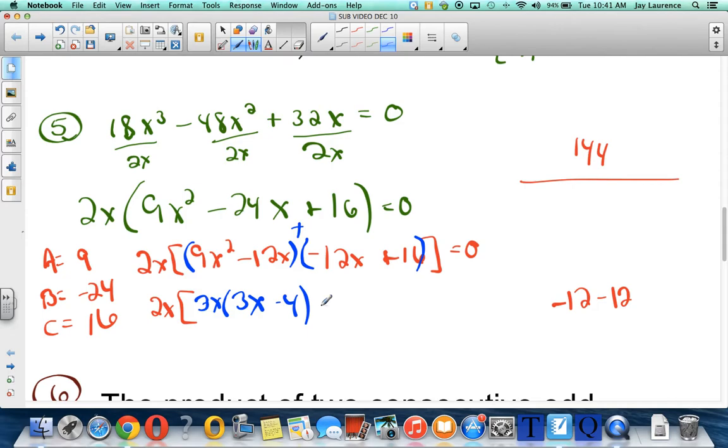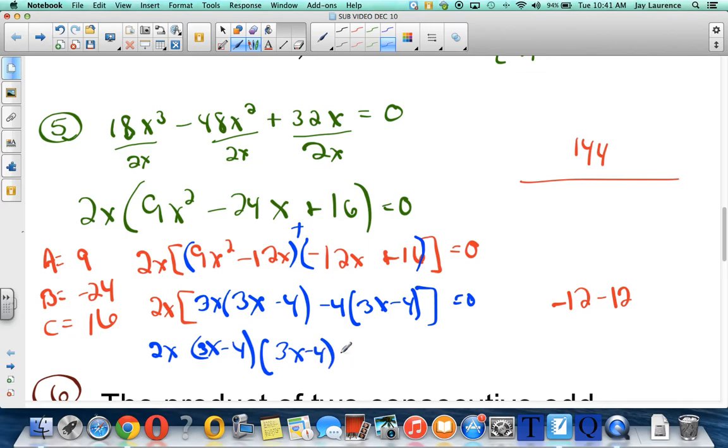And then I'm going to pull out a negative 4. And I'll have a 3x minus 4. And then that'll equal 0. I have the 2x still out front. I'm going to pull out the 3x minus 4. And what will be left? A 3x minus 4. That'll equal 0. There you go.